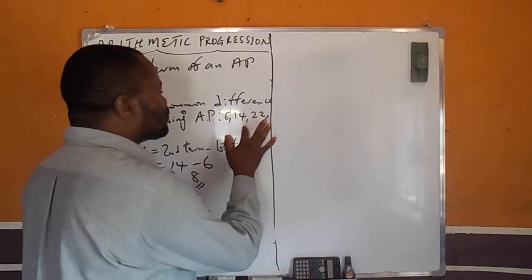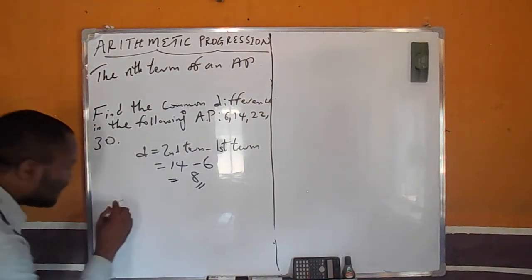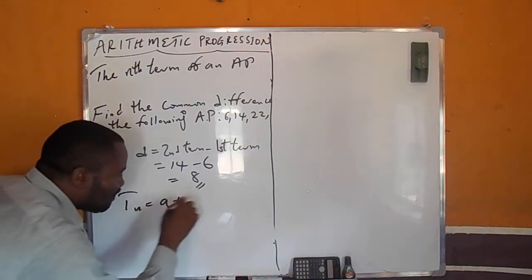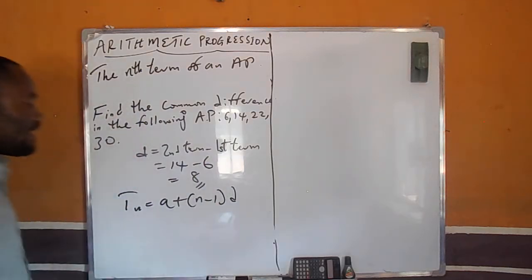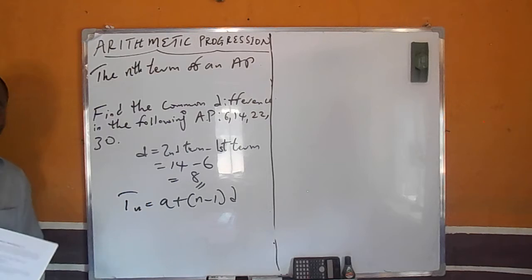Now, if we are to find the nth term of this, how many terms do we have here? We have 1, 2, 3, 4. This is 4 terms. When you say Tn equals A plus bracket open n minus 1 bracket close D, this is the formula we use when we are talking of the nth term.